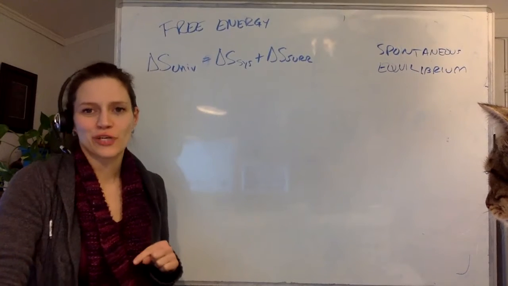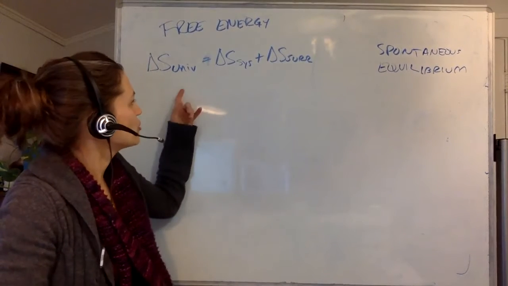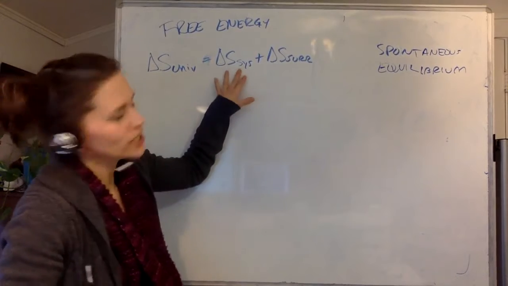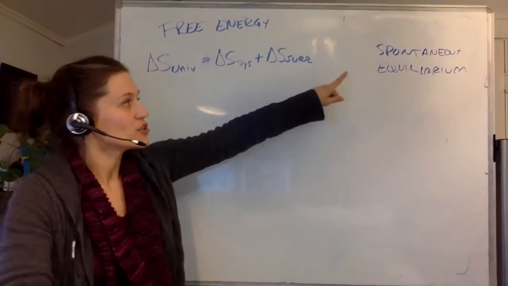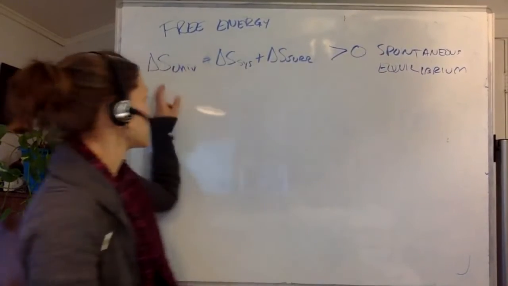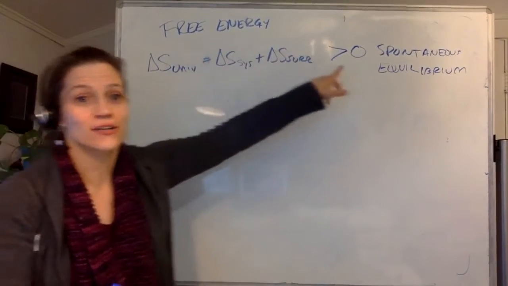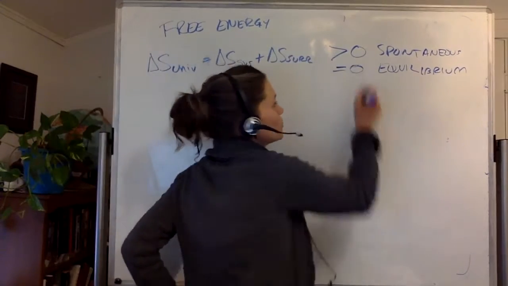So we're going to talk about free energy today, and we're going to do that from the perspective of the entropy. So the change in the entropy of the universe is equal to the change in the entropy of the system plus the change in the entropy of the surroundings. Under spontaneous conditions, this is greater than zero. So delta S of the universe is increasing for a spontaneous process. For an equilibrium process, this is equal to zero.